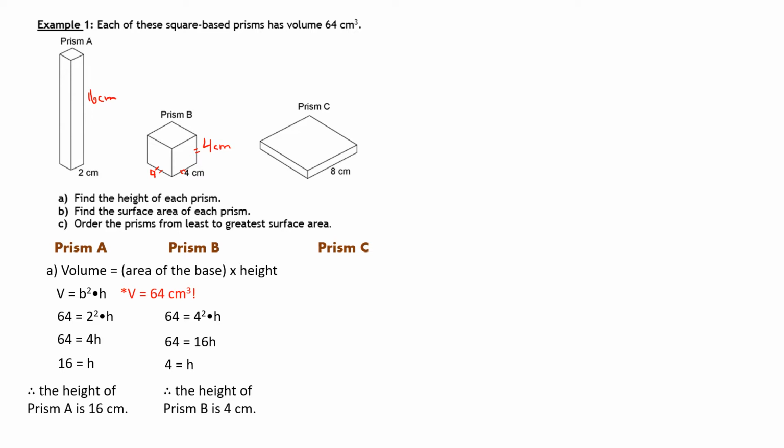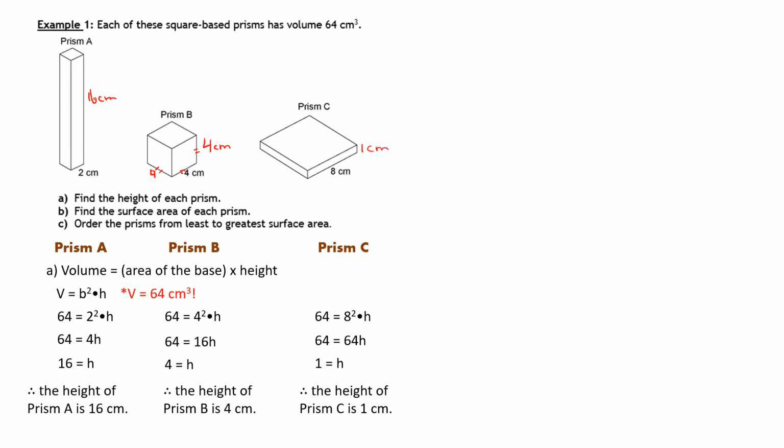Okay, hopefully you took a minute to do that. We start off with the formula, and we already know volume, so we put 64 in there, and prism C has a base of 8 by 8, so there's our 8 squared. That's 64, so we divide both sides by 64, and we get 1 for the height. The height of prism C is 1 centimeter. That's very flat.